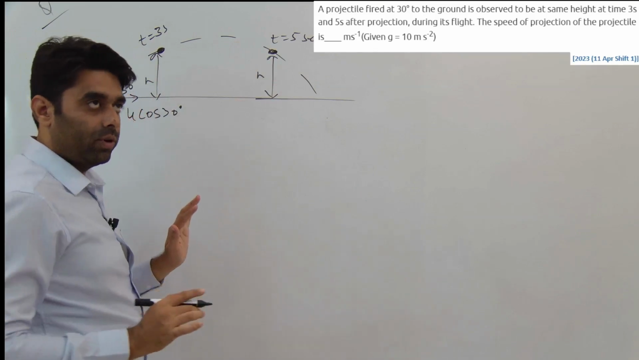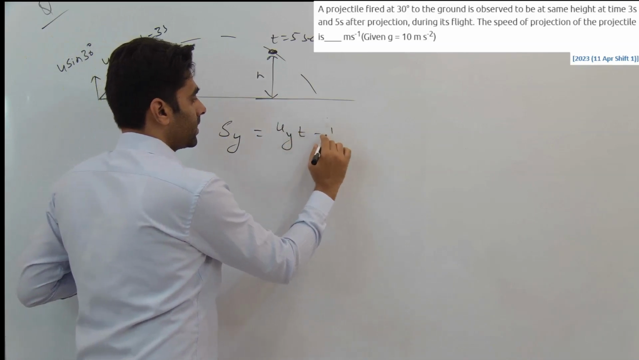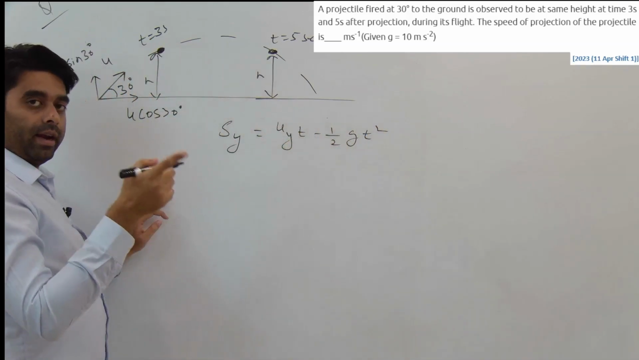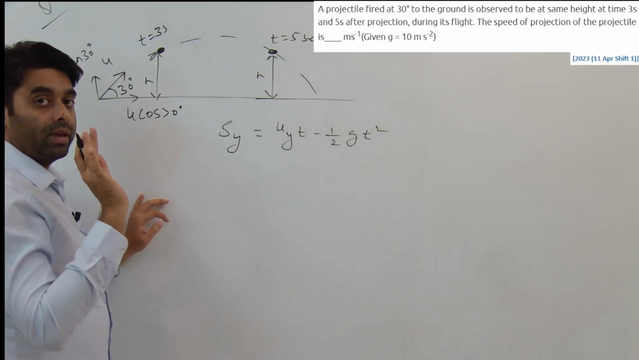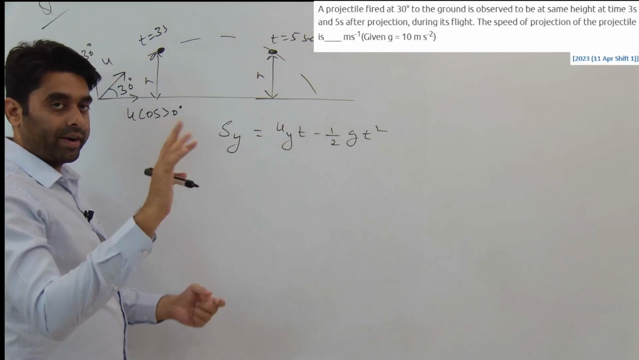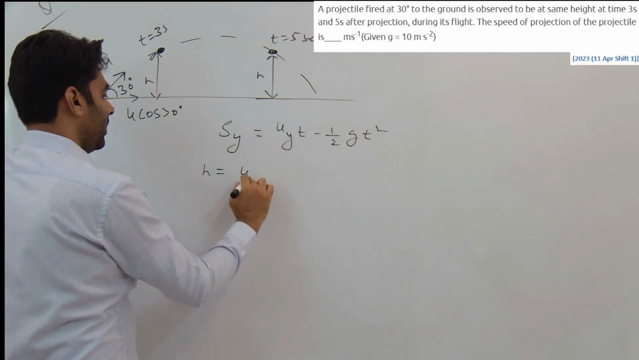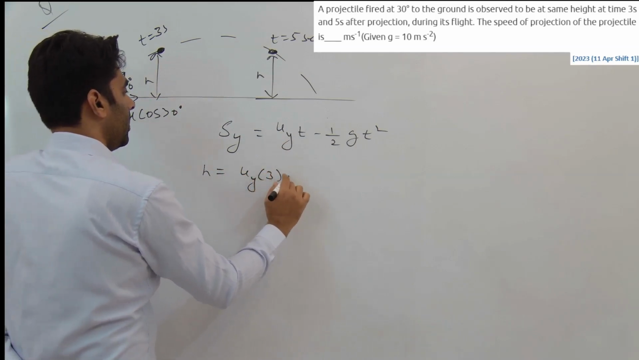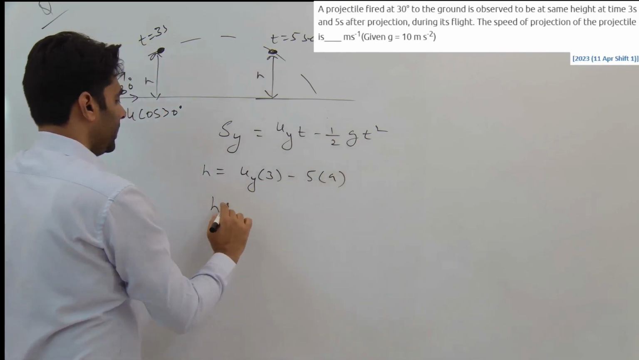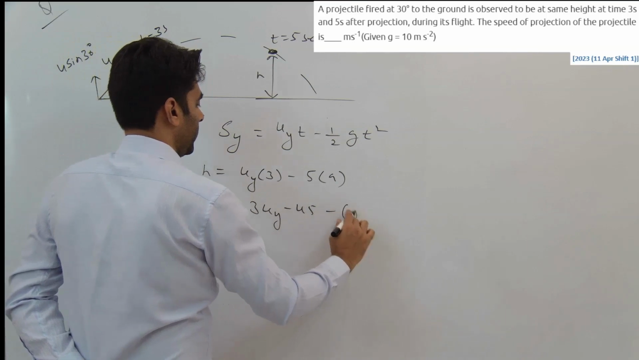So ideally, what will we write? Sy is equal to uy t minus half g t square, right? At 3 seconds and at 5 seconds, displacement is the same in the y direction. So we will write down two equations. At 3 seconds, we can write h is equal to uy into t, that is 3, minus half g, so 5 into 3 square is 9. We'll get h is equal to 3 uy minus 45, equation 1, right?